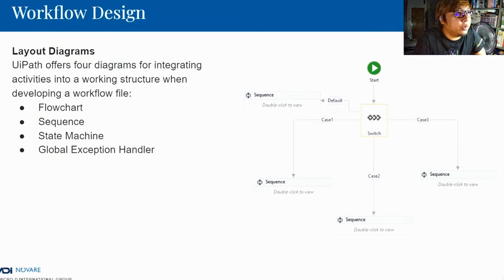Workflow design. During the bot development, it is important to understand how you will implement the workflow and which activity should be used. To model it, UiPath offers the following four activities for implementing workflow. These are flowchart, sequence, state machine, and global exception handler.